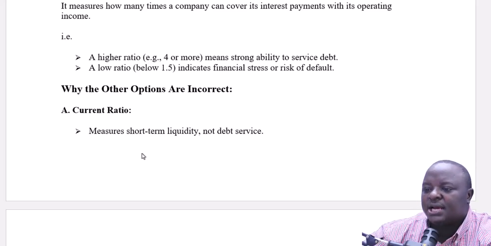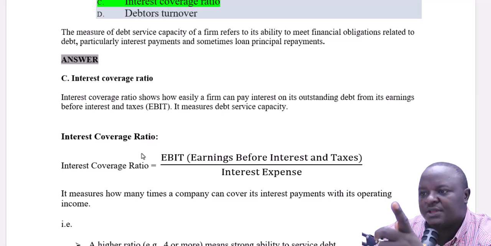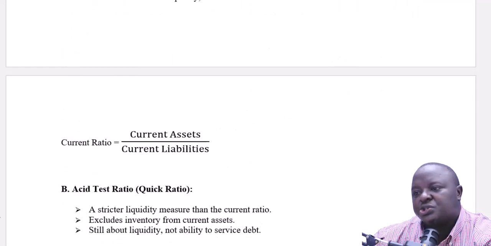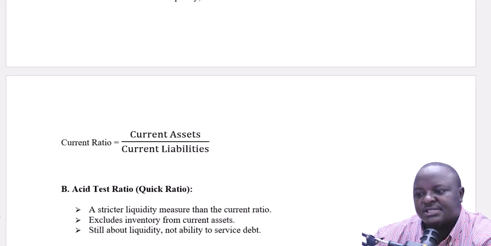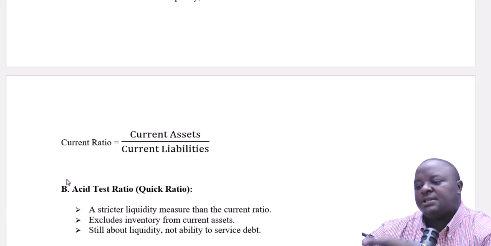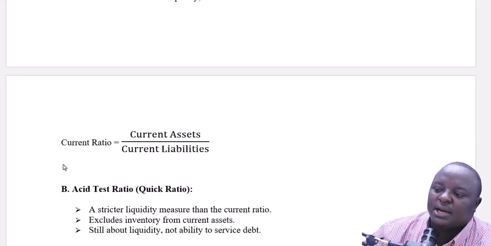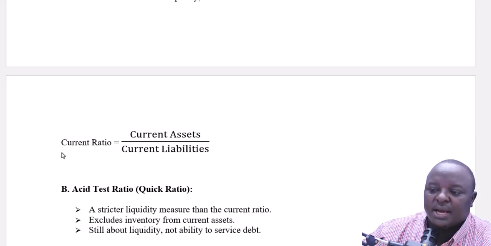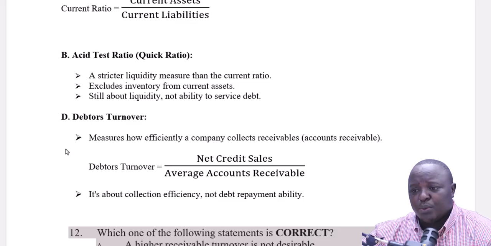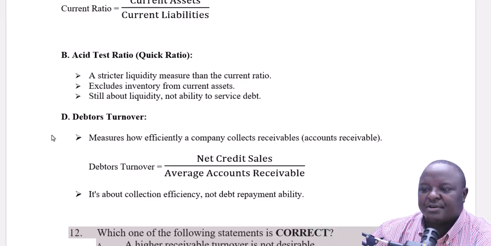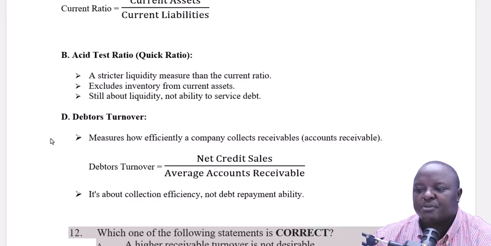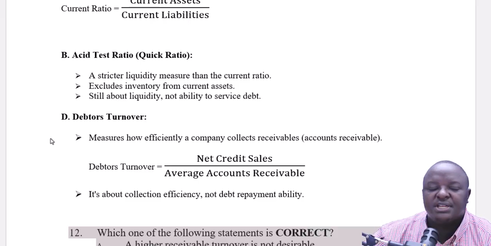But now, when you look at the other options, for example, the first one, the current ratio measures short-term liquidity and not the debt service, with the formula current ratio equals current assets divided by current liabilities. The acid test ratio, which is the quick ratio, is a stricter liquidity measure than the current ratio. It excludes inventory from current assets. Still, it's more about liquidity and not the ability to service the debt.